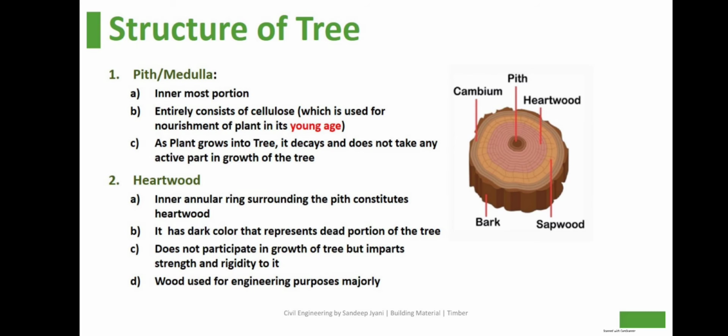Heartwood. A. Inner annular rings surrounding the pith constitute heartwood. B. It has dark color that represents the dead portion of the tree. C. Does not participate in growth of the tree but imparts strength and rigidity to it. And last, wood used for engineering purposes is majorly this.